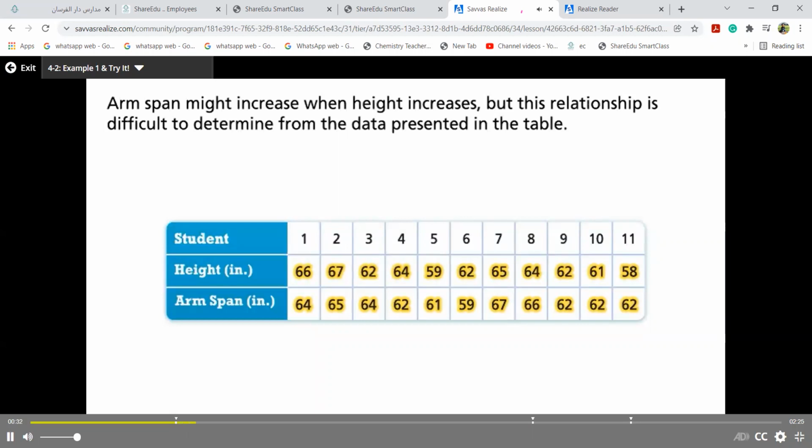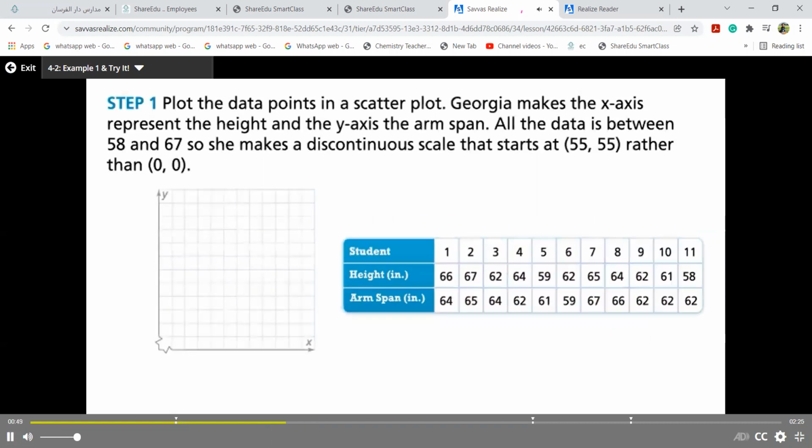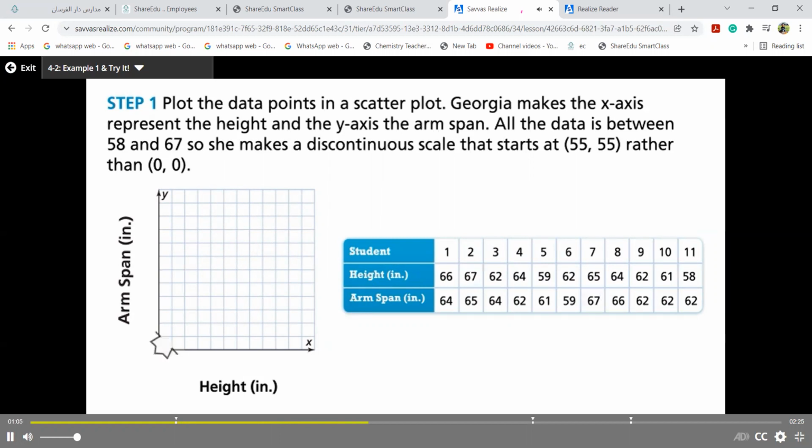span might increase when height increases, but this relationship is difficult to determine from the data presented in the table. How can they figure out what relationship, if any, exists between the two sets of measurements? Georgia needs to plot the data points on a scatter plot. She makes the x-axis represent the height, and the y-axis the arm span. Then she looks at the table and sees that all the data is between 58 and 67. So Georgia makes a discontinuous scale that jumps from 0 to 56 on each axis.